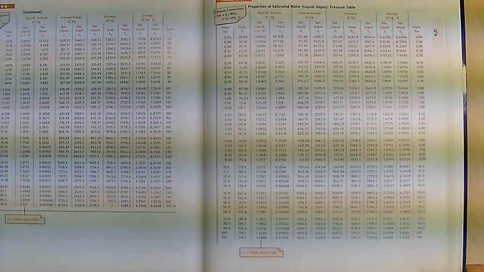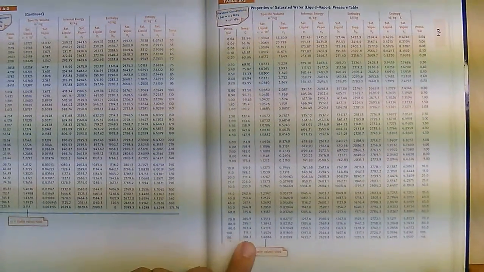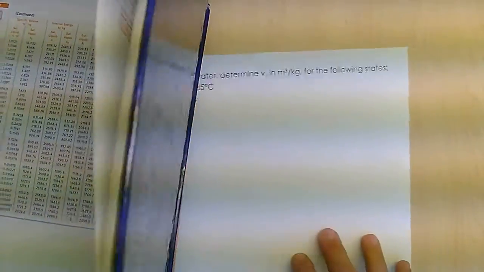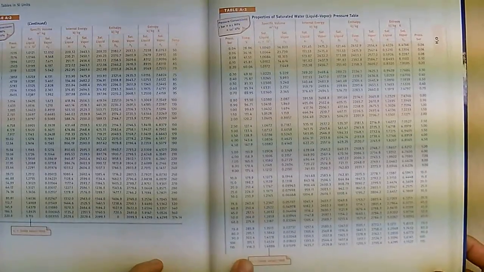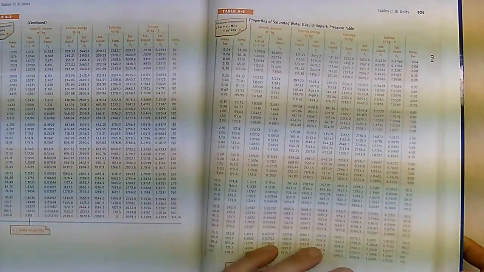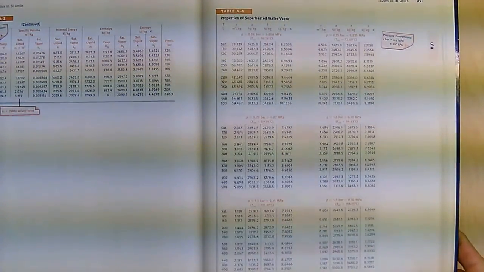So at saturation, pressure and temperature are linked. So at 100 bar, my temperature is 311. However, my temperature is at 485 degrees Celsius, so I'm above saturation, which means I am a vapor. So I'm going to go over to my vapor tables, table A4.